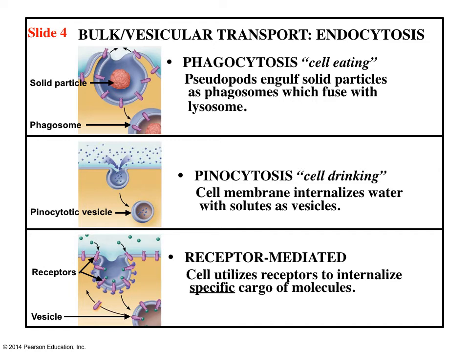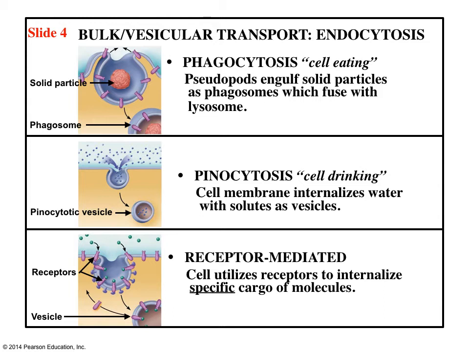Phagocytosis, cell eating. This happens when, let's say, white blood cells want to engulf a solid particle, could be a bacterial cell, in which case they throw out these false feet or pseudopods, engulf the solid particle, and internalize it as a phagosome or eating body. The content of the phagosomes is usually broken down by a digestive type organelle known as a lysosome.